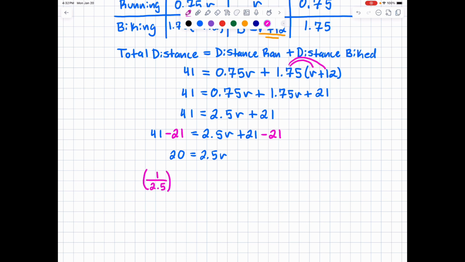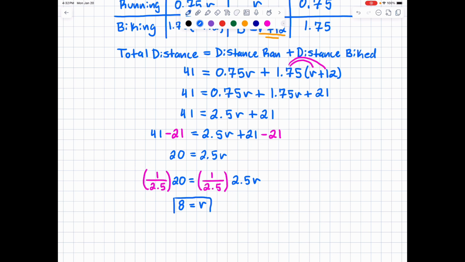One over 2.5 times 20 equals 1 over 2.5 times 2.5r. Now, if you did 20 times 1 over 2.5 in your calculator, you would get 8. So I'm going to get 8 equals, and on the right-hand side, that reduces to r. So I get 8 equals r.